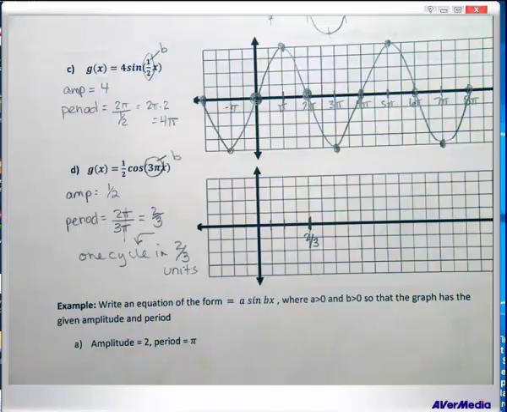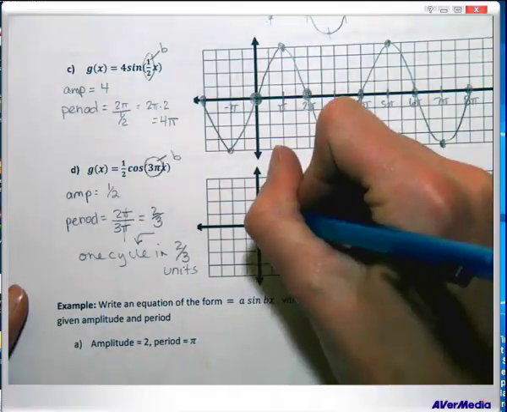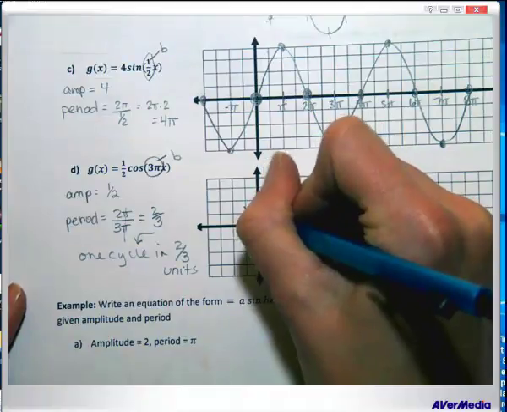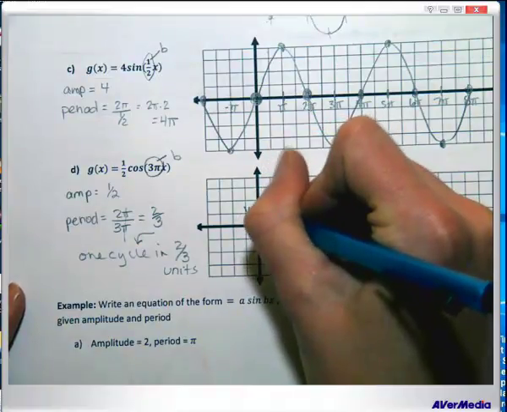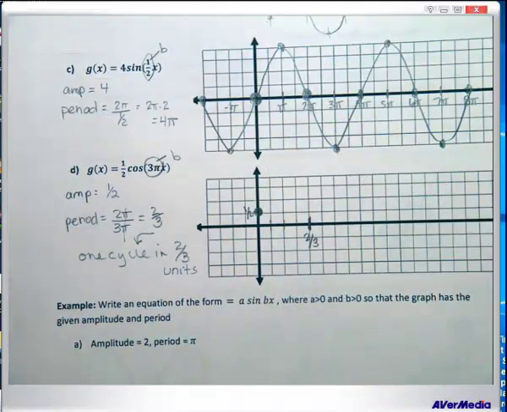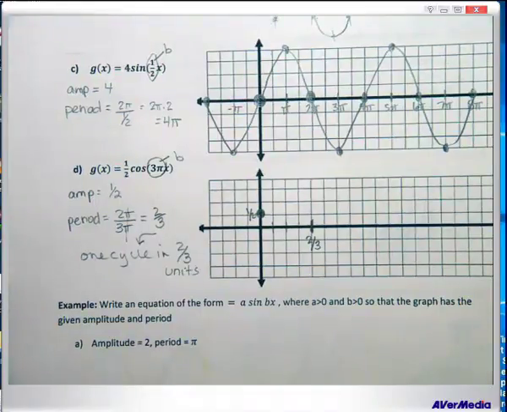Now, where does the cosine function start? If I plug in 0, it starts at its maximum. So sometimes at 1, but in this case, our amplitude is 1/2. So it starts at 0, 1/2. So I'm going to label this point right here as 1/2. We know that's where it starts. Where does one period end? Back up where it starts.